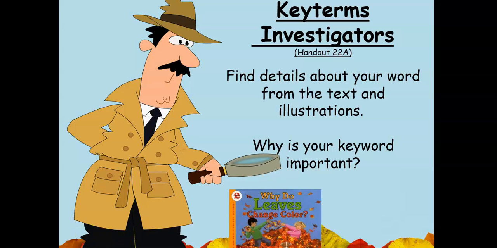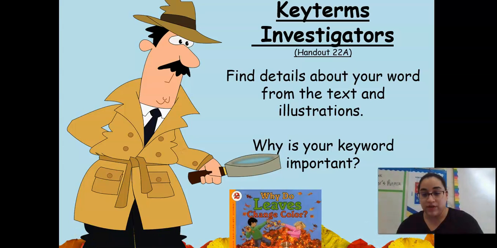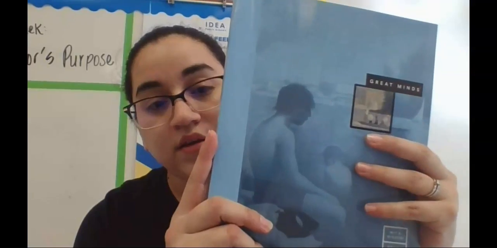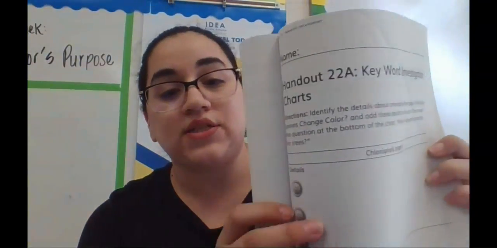So what do you need at this time? What is something that you need to have at this time so that you are successful in being investigators? You do need your blue workbook. So you need your blue workbook for module 1, and you're going to open it to handout 22A.